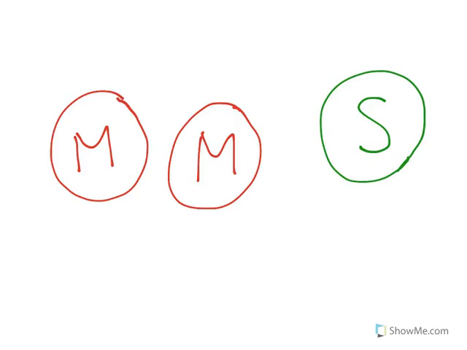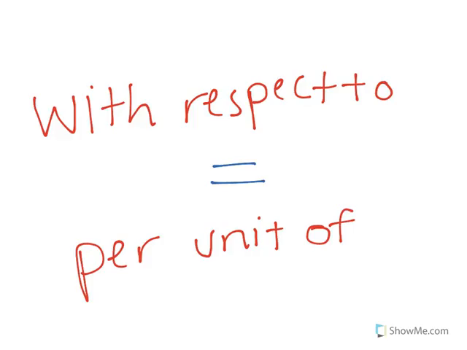Let's say, for example, I'm eating Skittles and M&Ms. If I eat 2 M&Ms for every 1 Skittle, I could say that my M&M consumption with respect to my Skittle consumption is 2 M&Ms for every 1 Skittle. When you hear the phrase with respect to, you can replace it with the phrase per unit of. So I could say my rate of M&M consumption with respect to my Skittle consumption is 2 units of M&Ms per 1 unit of Skittles. This is often written as a fraction like this. We'll talk more about these fractions later.